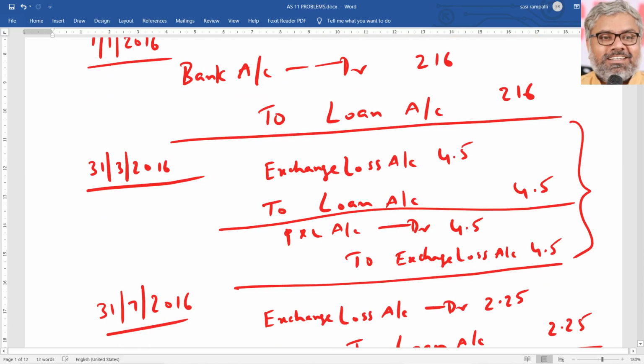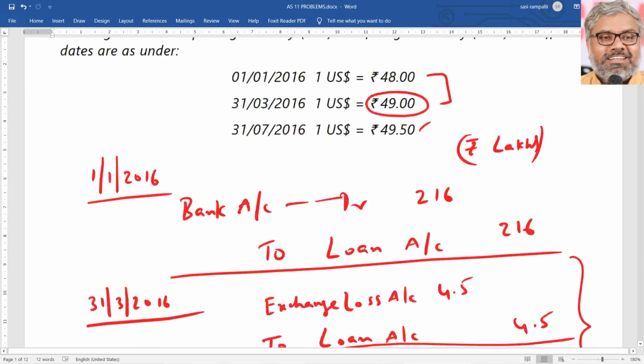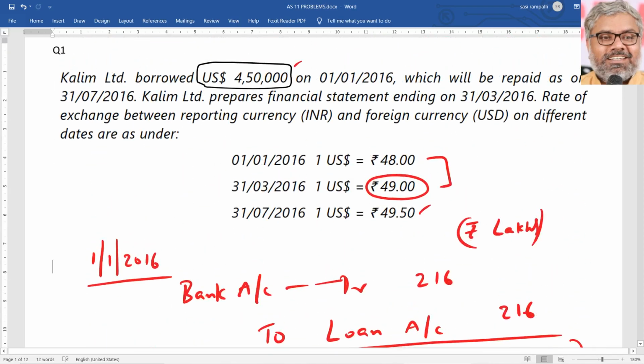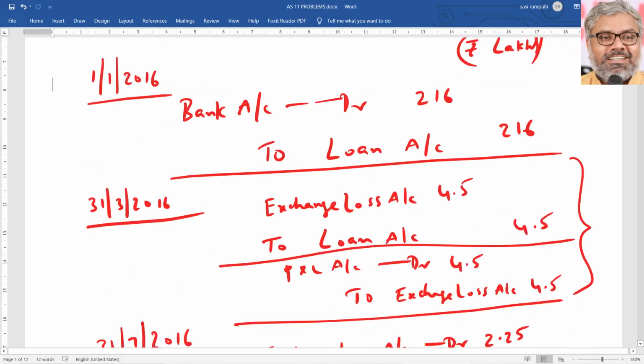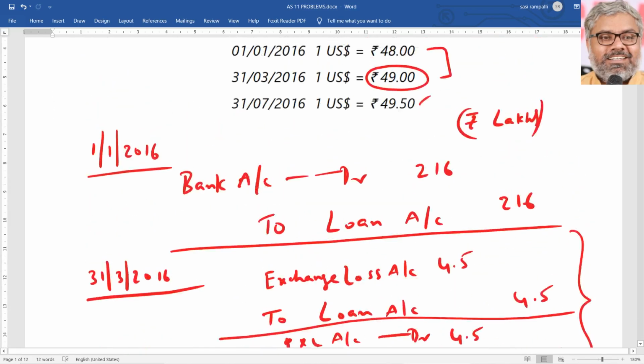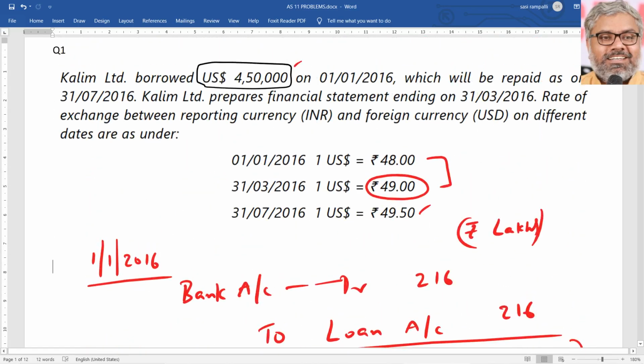Originally when we took it, it was 216 lakhs only. So why we had to repay more now? Because there is a 6.75 lakhs of exchange difference since the date we took the loan and till the settlement happened. Because in between a financial reporting period of 31st March 2016 is there, exchange loss was recognized in that year itself according to the closing rate that was prevailing on the date of reporting as per AS11.